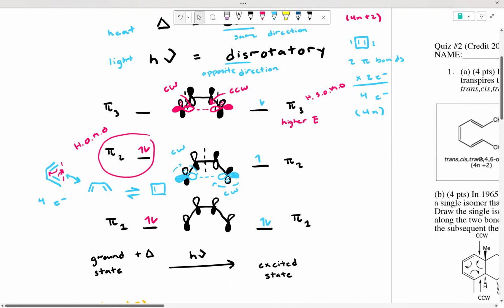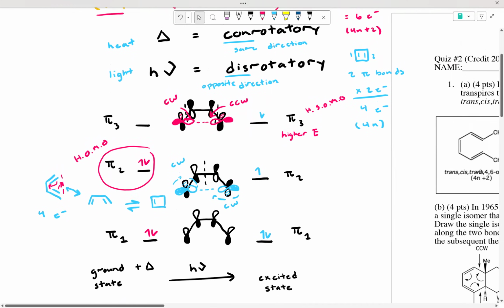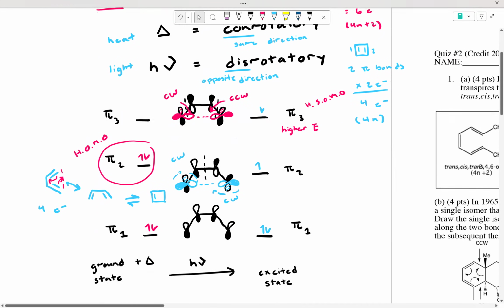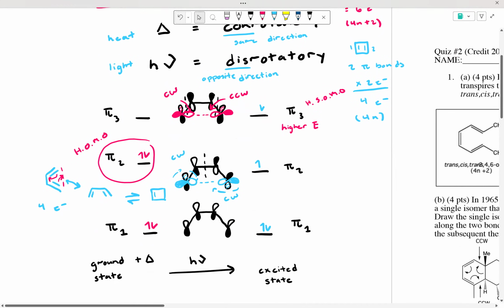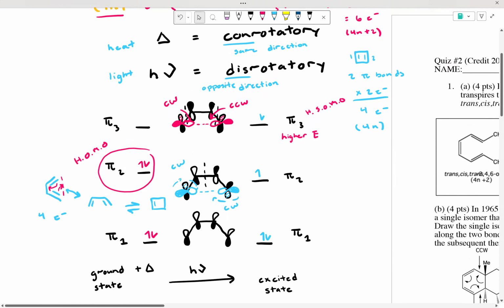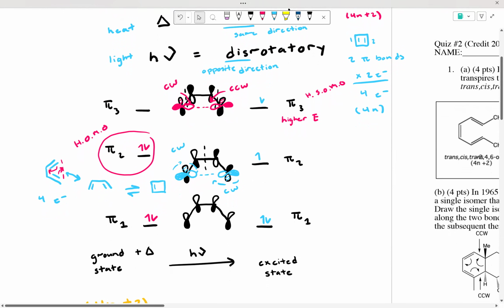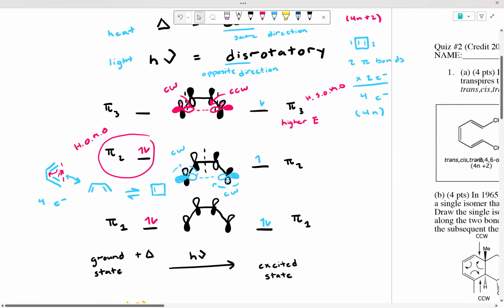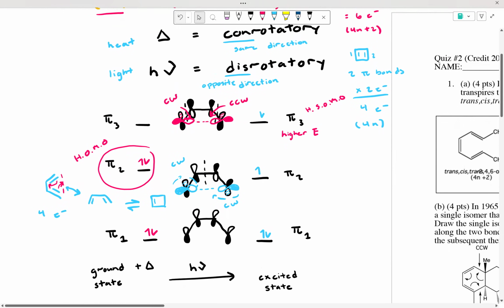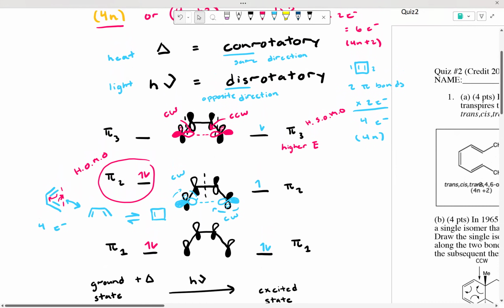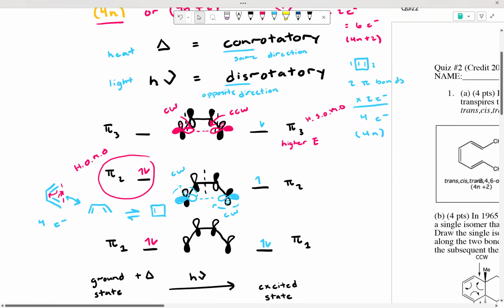So using the molecular orbital description, we can see how for the 4n pi system, if we use heat, they're going to rotate in the conrotatory or same direction. If we use light, we're going to rotate in the disrotatory or opposite direction.